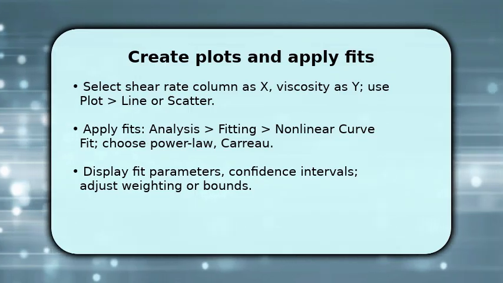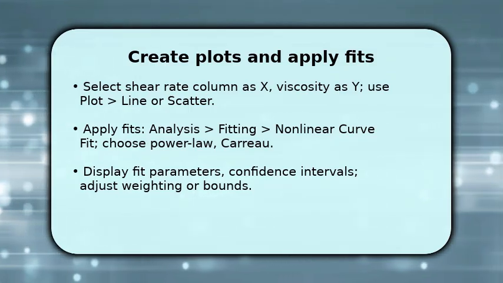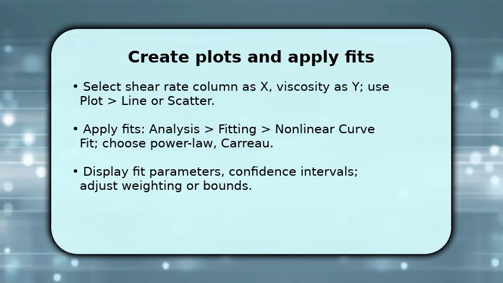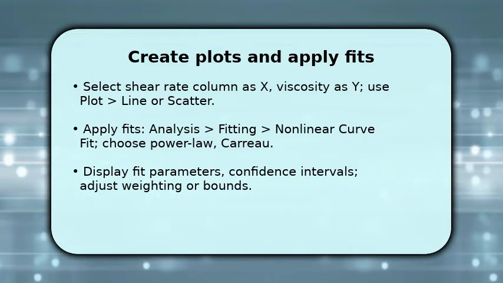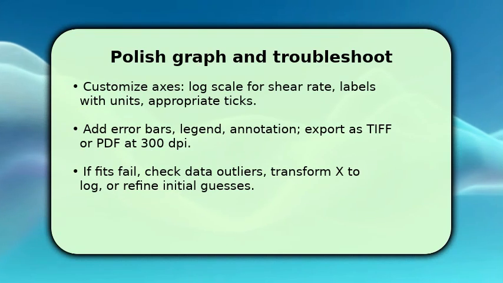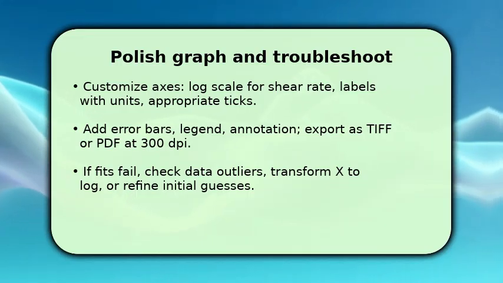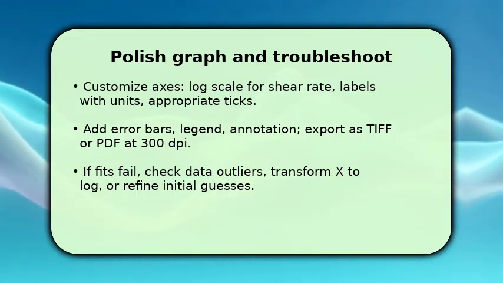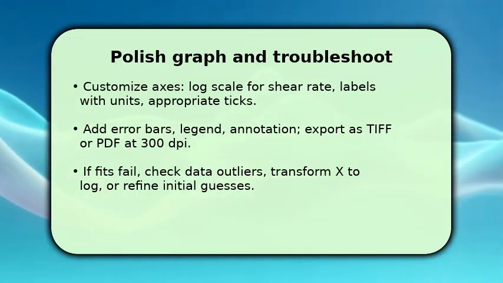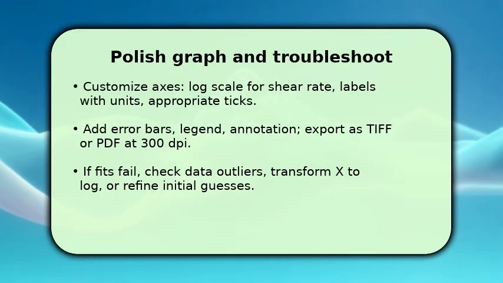If residuals look structured, try different weighting or model forms. You finish by polishing the graph. Set shear rate to a log scale if it spans decades, add units to axis labels and tidy tick marks. Include error bars and a legend, annotate fit equations, then export high-resolution TIFF or PDF at 300 dpi for publication.